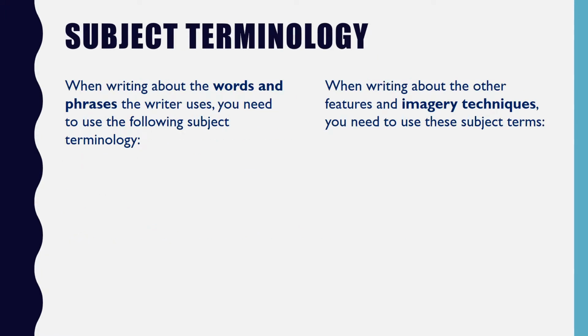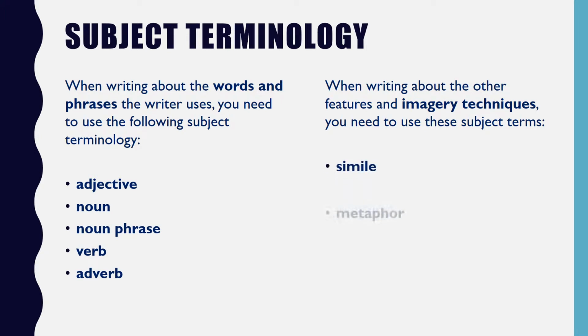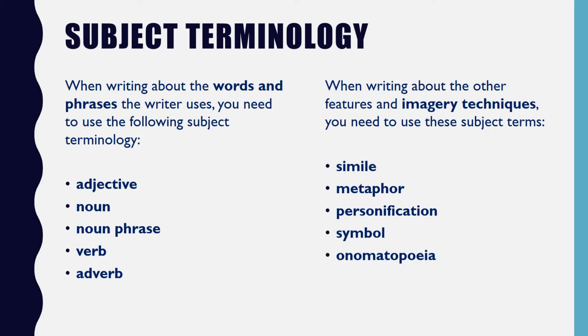So, when it comes to the subject terminology you need to answer question 2 in the Paper 1 exam, there's quite a bit you need to know. For example, when writing about the words and phrases the writer uses, you need to use the following subject terms: adjective, noun, noun phrase, verb, and adverb. And when writing about the other language features and imagery techniques, you need to use these subject terms: simile, metaphor, personification, symbol, onomatopoeia, and alliteration.